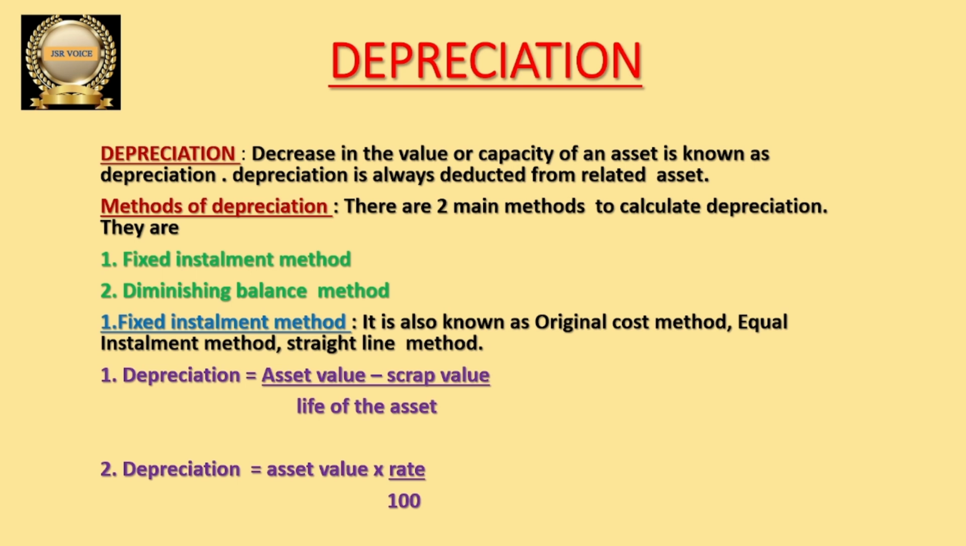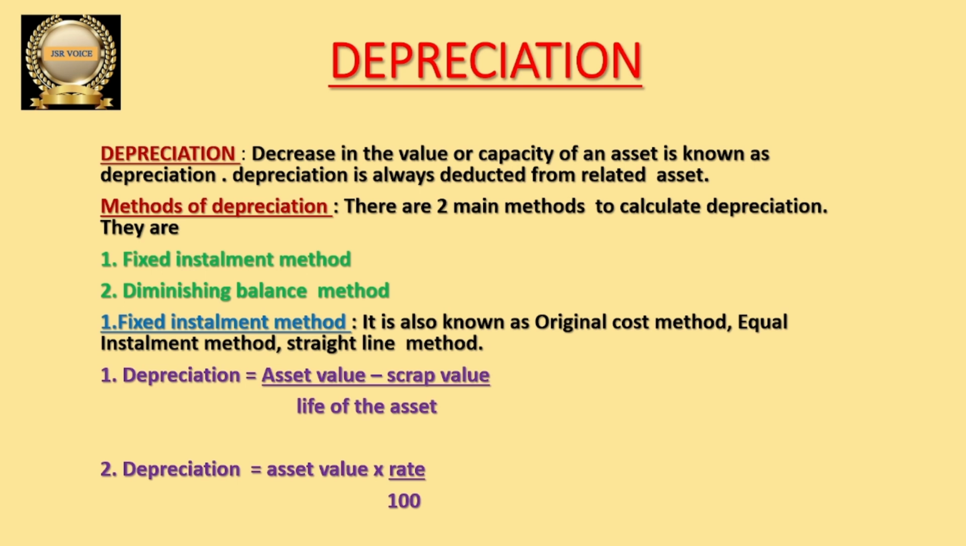Let us go to the second formula. The second formula is depreciation is equal to asset value into rate by 100. Again, asset value means the same as what I explained in the previous formula. We should add 4 items to get the asset value. And into rate. Rate means percentage. It may be 5, 10, 15, so it depends upon the business. If they want to provide 10% depreciation, we can take 10 in the place of rate, divided by 100. This is the second formula.